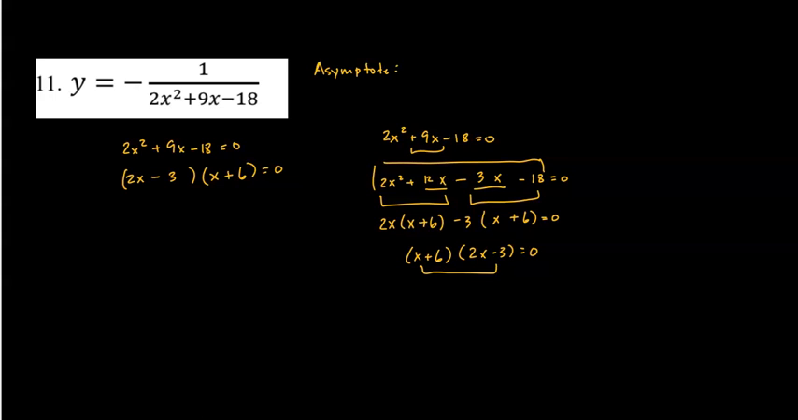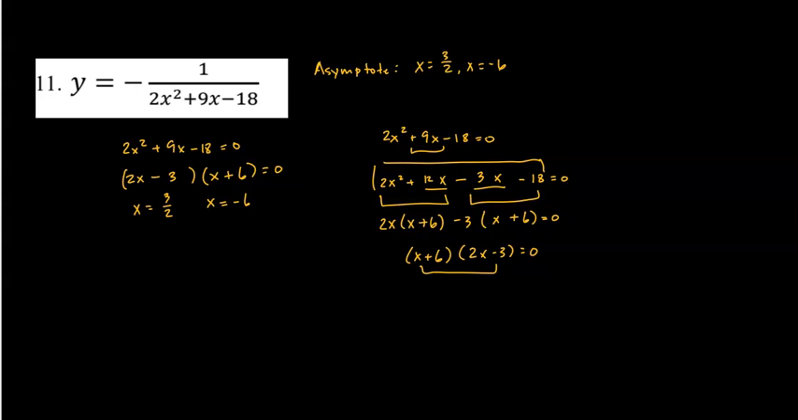Okay, so that's, oh no, wait a second. That doesn't work. Oh, yes it does. Okay, 2, 2, negative 18, and then negative 3, and positive 12. And then let's see, x equals 3/2, and x equals negative 6. So the asymptotes are x equals 3/2, and x equals negative 6.